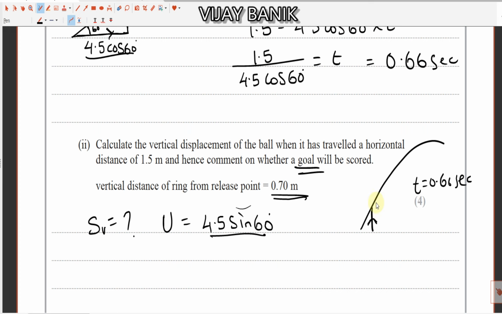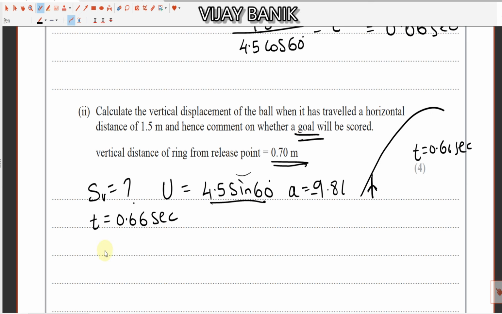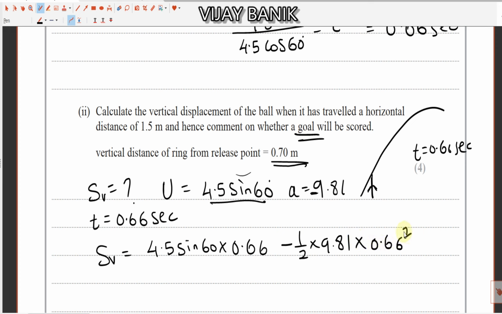Okay. It's going up. So acceleration is minus 9.81. And time is, as we know, 0.66 seconds. Which formula? Again, s equals ut plus half at square. So the vertical height is ut, that is 4.5 sine 60 into 0.66, minus, I'm saying minus because of this, minus half a t square, t is 0.66 square. So let's see how much is that. Do not enter this in the calculator directly, do it manually, step by step.